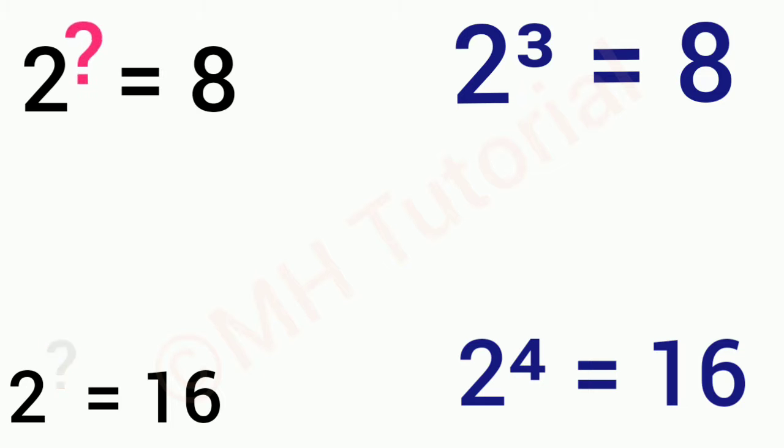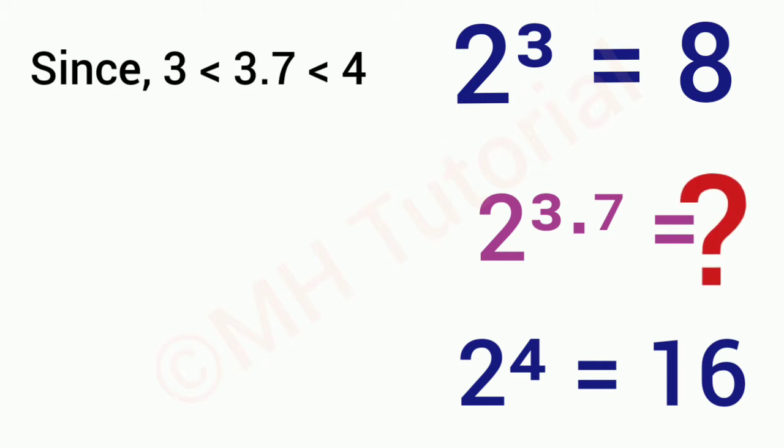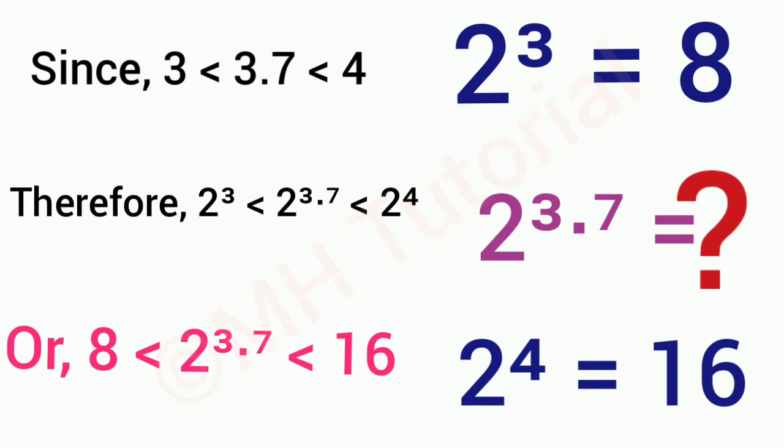Now, if the exponent of 2 is 3.7, how much do we get from it? It's a difficult question for you, isn't it? It's a difficult question for me too. In fact, it takes a lot of time and patience to determine this value. However, it is easier to guess. Considering the previous two instances, we can understand that the value of 2 to the power 3.7 is greater than 8 and less than 16. Thus, the value of 2 to the power 3.7 lies between 8 and 16.